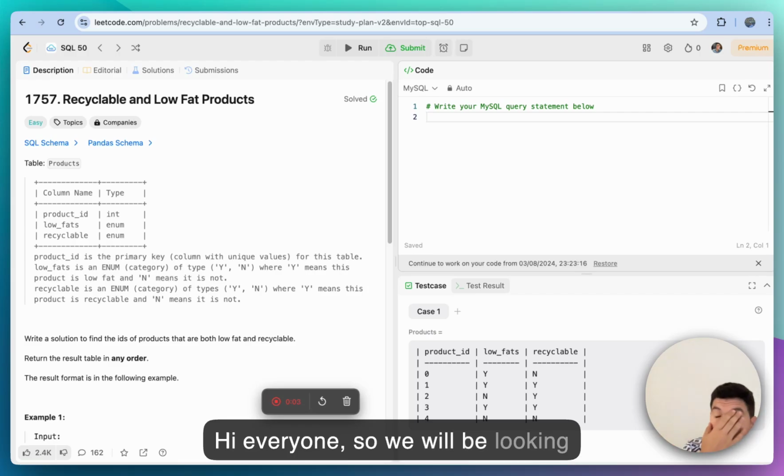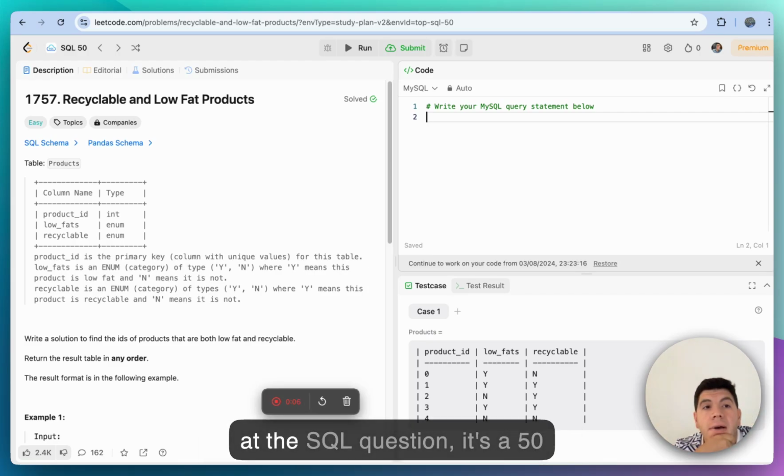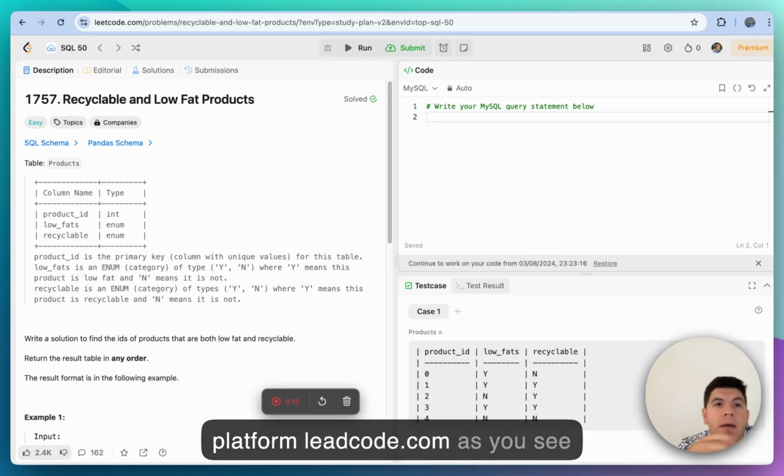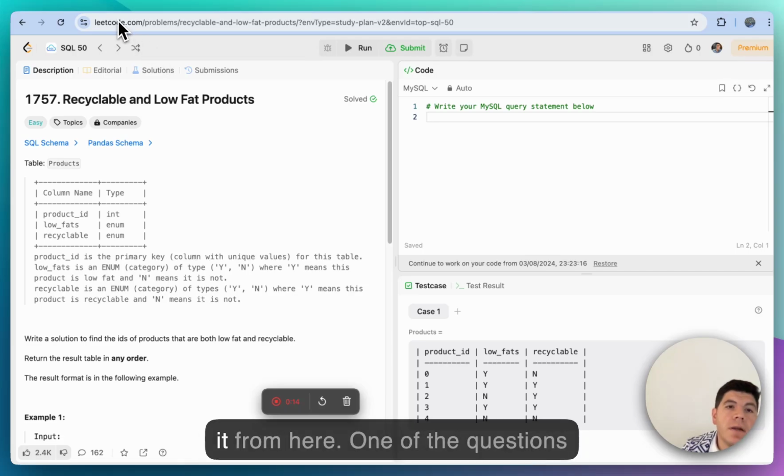So we will be looking at the SQL question. It's a 50 question set called SQL50 on the platform LeetCode.com, as you see from here.